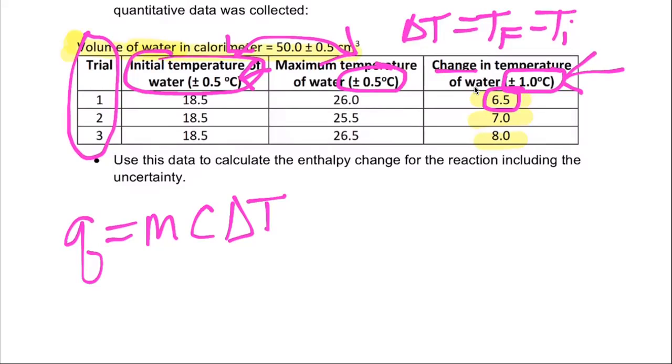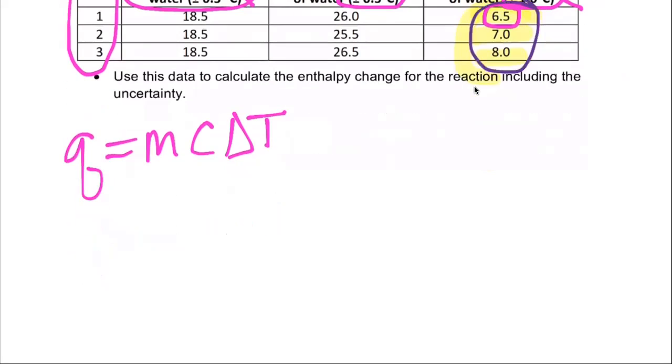So we know that if they say there's 50 cubic centimeters, we know that really means there's 50 grams of water. Okay. Here's what you want to do though. I don't want to do 3 separate calculations. I want to do 1. So before I do the calculations, I'm going to average my delta T's together. I'm going to average my temperatures. So if I average, the uncertainty will stay the same.